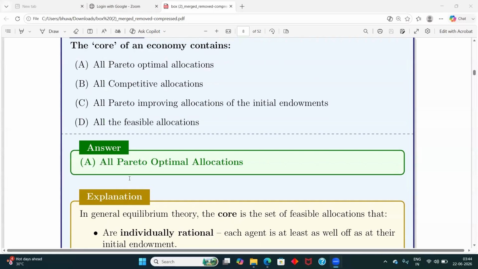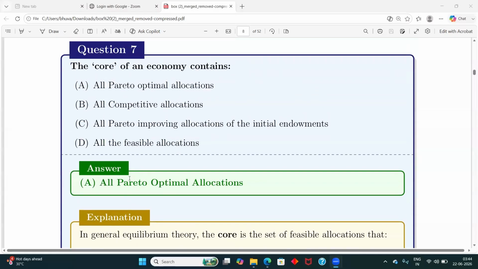Question number 7. The core of an economy is constant. This question is from general equilibrium. Option A, all Pareto optimal allocations. Option B, all competitive allocations. Option C, all Pareto improving allocations of the initial endowments. Option D, all the feasible allocations.